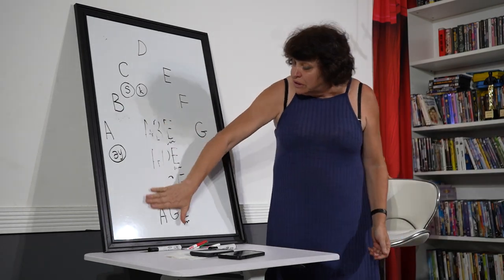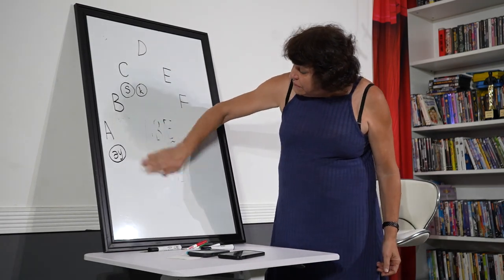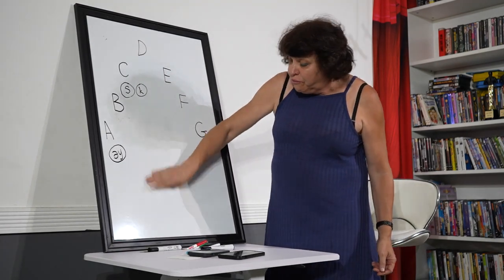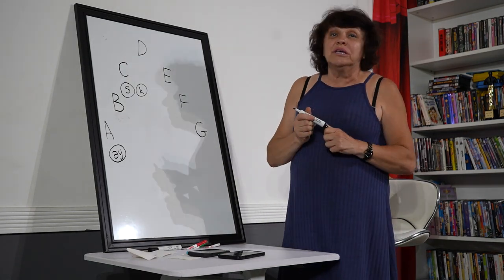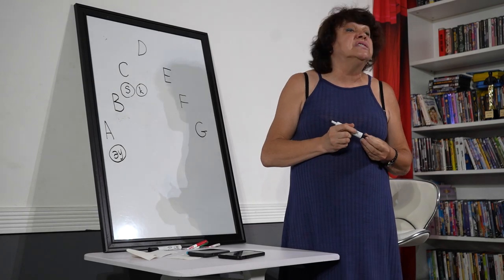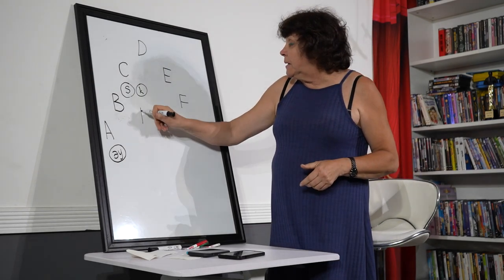Okay? Now we're gonna do something a little bit different. Now we're going to have a consonant followed by the vowel A, and you're gonna be reading just syllables. These are not real words, just syllables, okay?